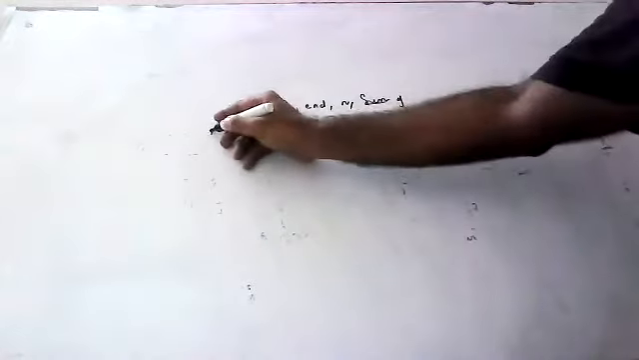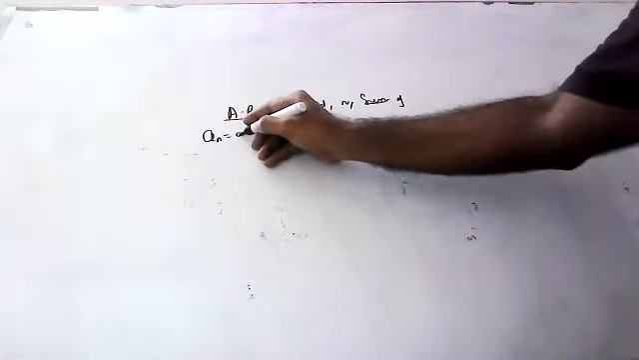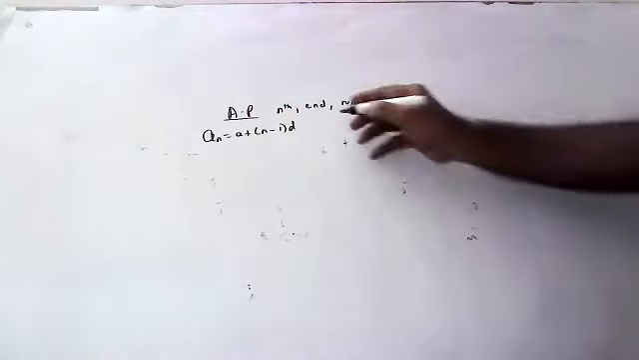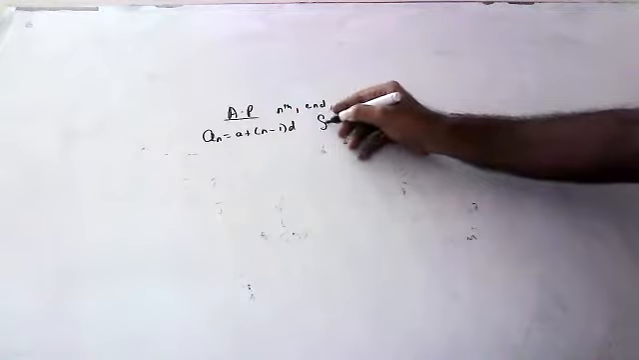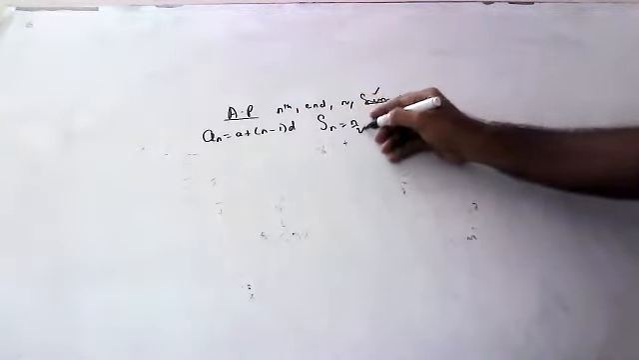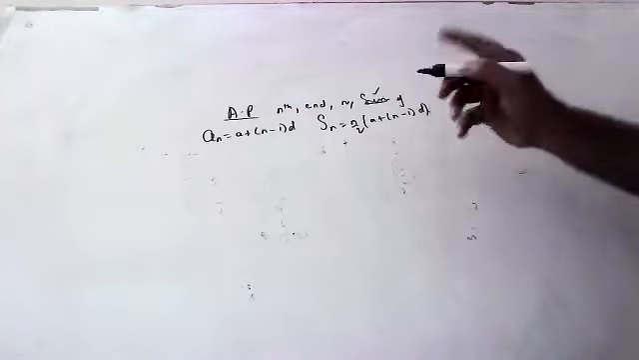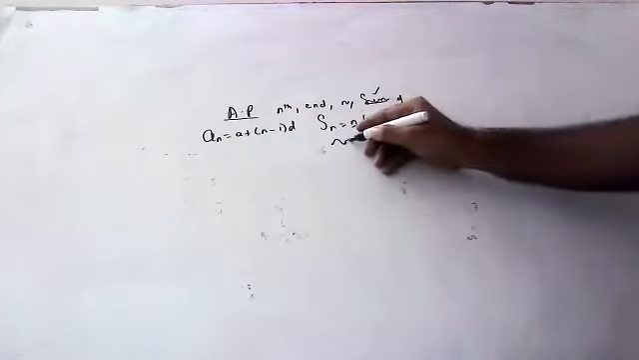How to find the sum of terms. Children, for finding the nth term, the formula is an equals a plus (n minus 1) into d. But for finding the sum of n terms, the formula is Sn equals n by 2 into [2a plus (n minus 1) into d]. I will teach you, children, don't worry, this is the formula for finding the sum of n terms.